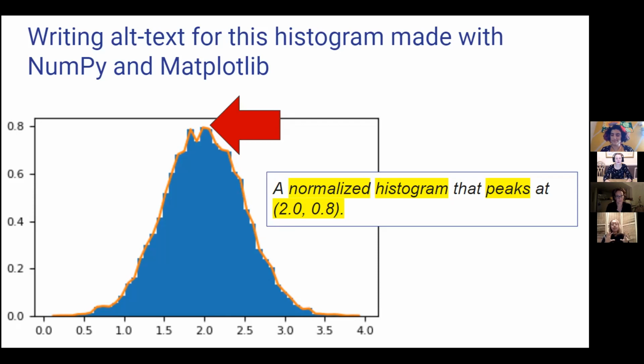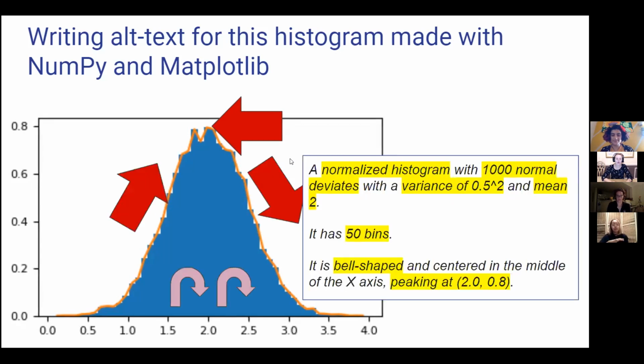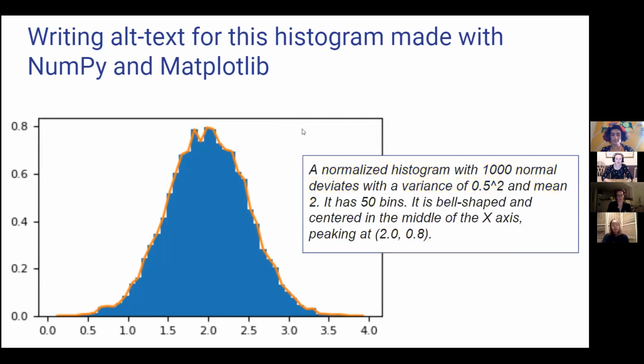Just from that alt text, someone can understand what the graph is like. And if you were able to add more, which you certainly can, then as you add in the variance, the mean, the bins, and bell shape, it provides a fuller picture of what is there. And this is the total alt text. It is short, succinct, but again, it's fine if yours is not as long or as detailed as this.